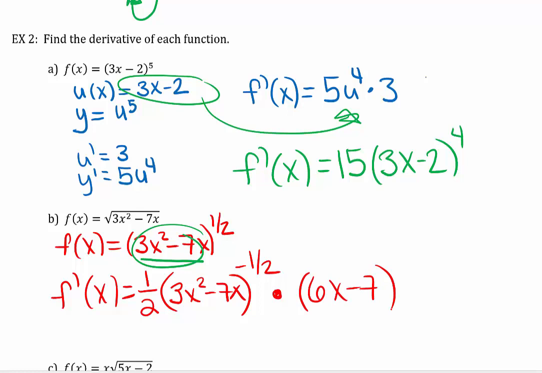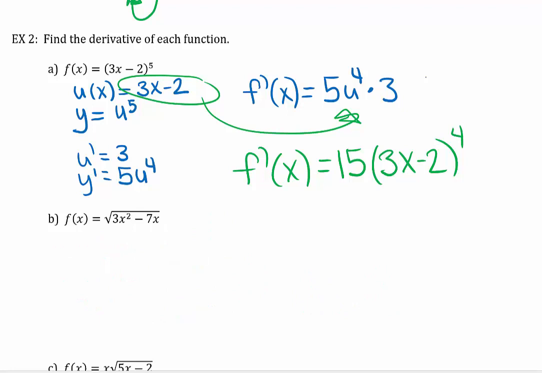So typically this is the work I show when I do chain rule problems. But as I said before, I'm going to erase this and write it out with the u's and y's in case that's helpful. So let's do the same problem again, this time writing out a few more steps. The inside function, the u, is the 3x squared minus 7x. And then the outside function, the y, is square root of u. So my u prime is 6x minus 7.